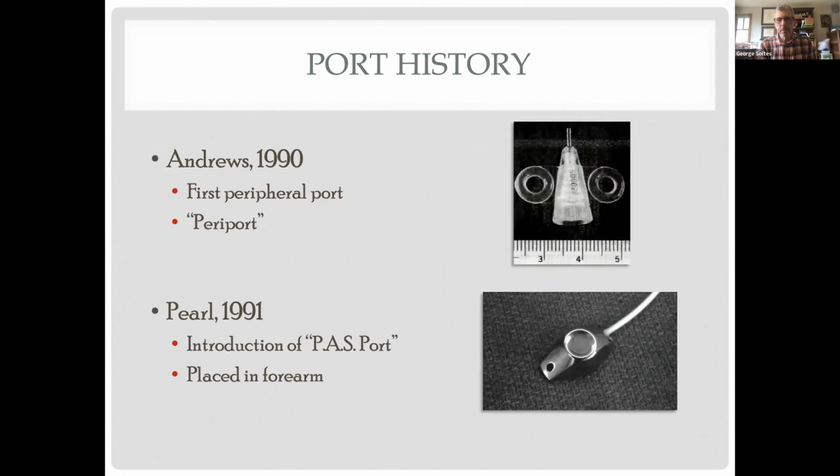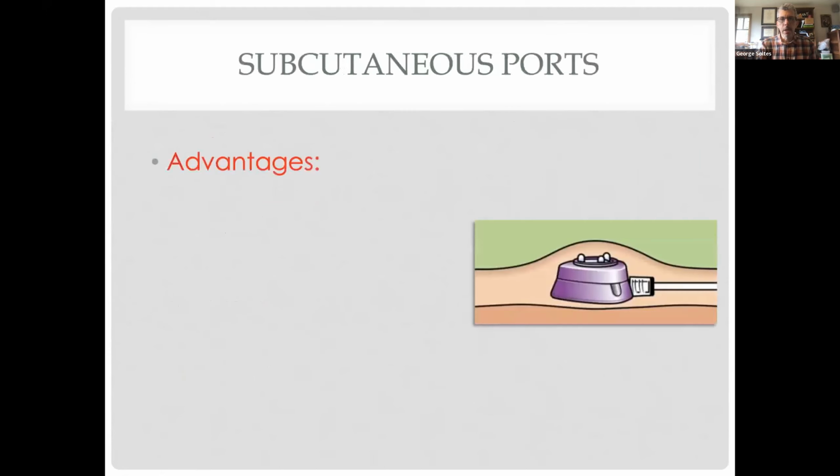Peripheral ports, the first one was in the early 90s, called a periport. And then the first one that really took off that still exists was a passport, which were initially placed in the forearm, but now we place them pretty much exclusively in the upper arm, so they're not going across your elbow joint. So advantages of ports are many.